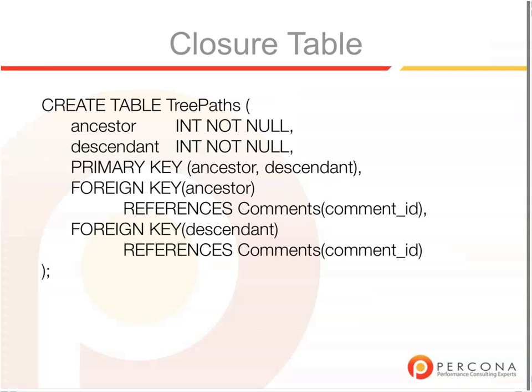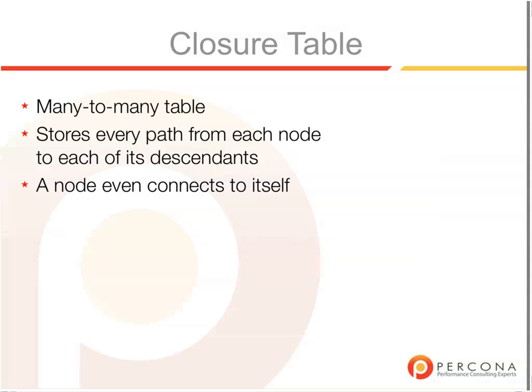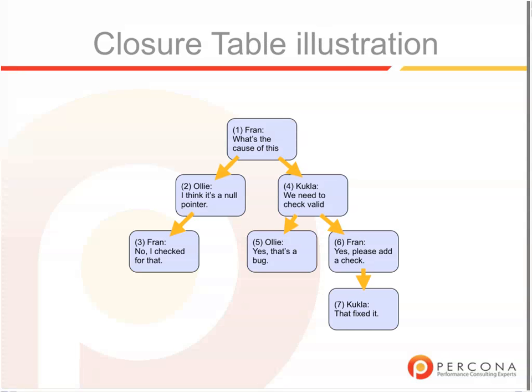In this design, we create a second table. In addition to our table of comments, we have this other table which looks a bit like a many-to-many table. In this one, we note every ancestor and every descendant. So we're going to store many paths through the table. In fact, every path from each node to each of its descendants. And a node even connects to itself. That is, a node is its own ancestor and its own descendant. Let me show that graphically.